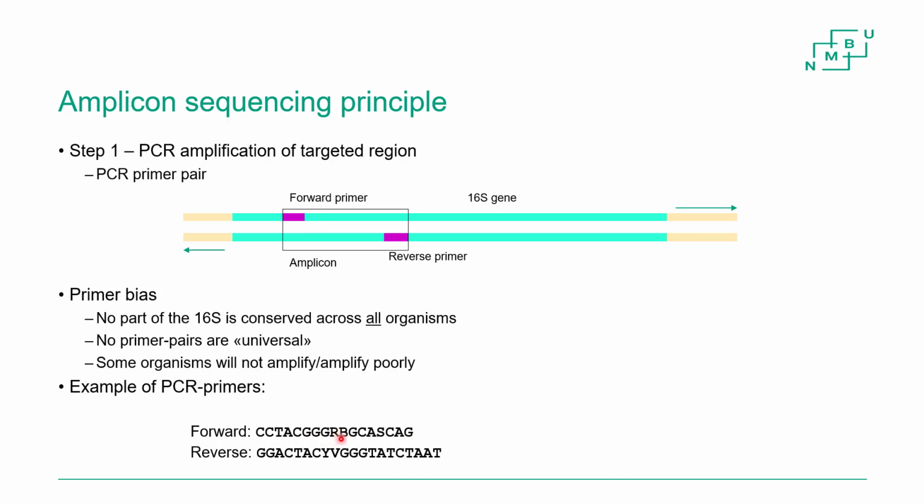Note that the letters here, R, B, and S, are not bases. What are these? These are what we call ambiguity symbols. And you see these frequently. So R actually means either A or G. So it means that the primer sequence looks like this: C, C, T, A, C, G, G, G, G, R. And then you replace R by either A or G. So here you have a choice of two bases.